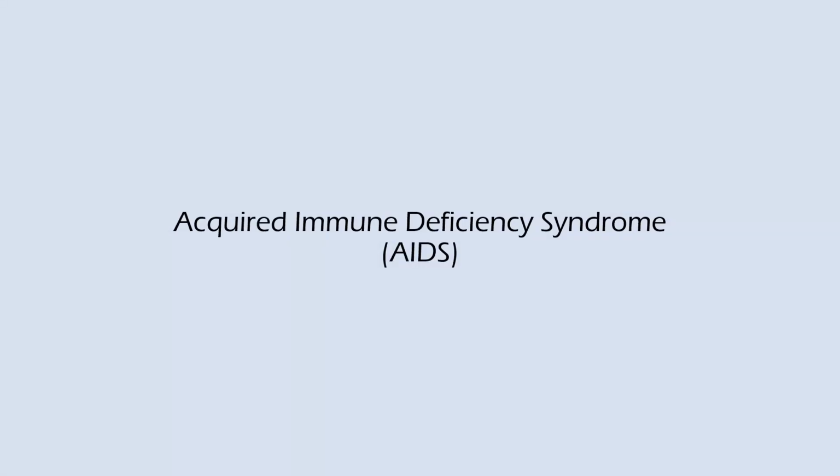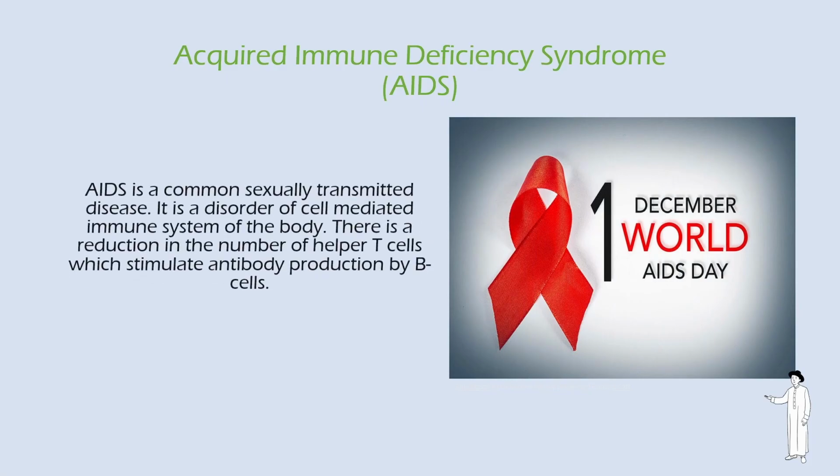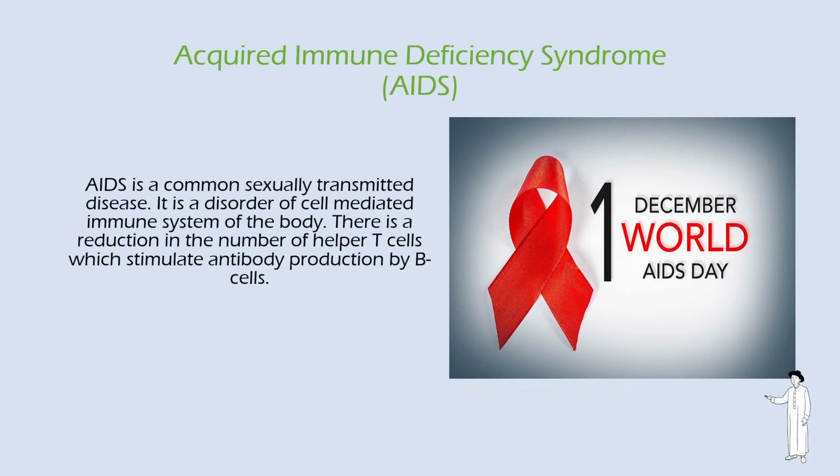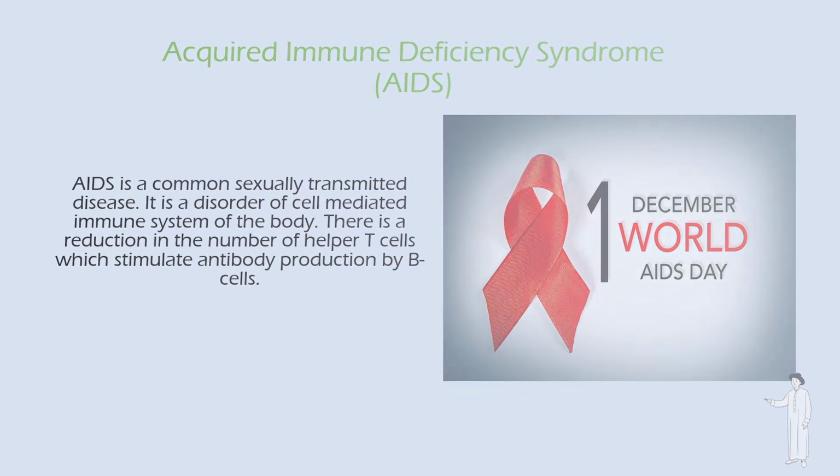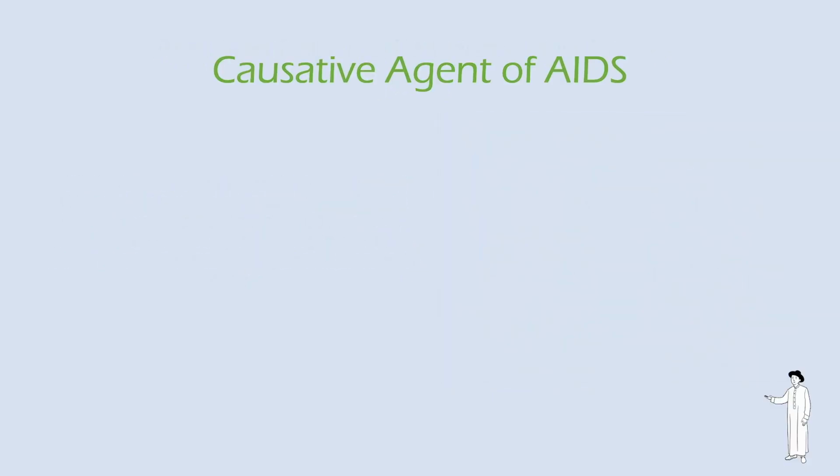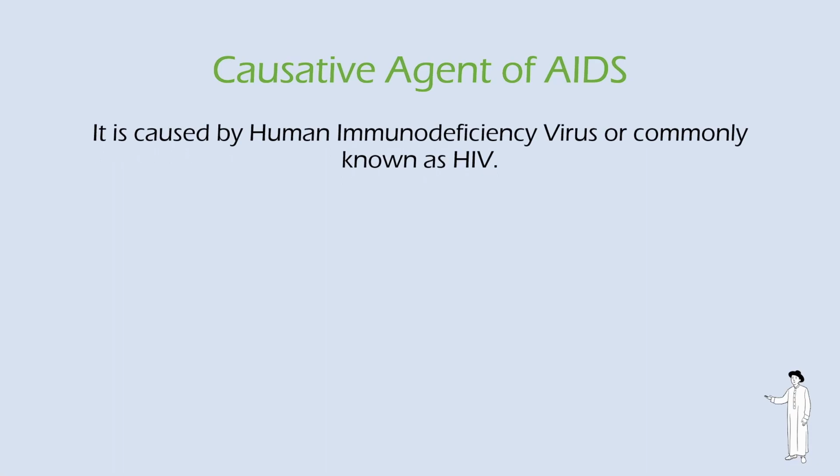Now, let us have a look at acquired immune deficiency syndrome, more commonly known as AIDS. AIDS is a common sexually transmitted disease. It is a disorder of the cell-mediated immune system of the body. There is a reduction in the number of helper T cells which stimulate antibody production by B cells. AIDS is a viral disease. It is caused by human immunodeficiency virus, commonly known as HIV.